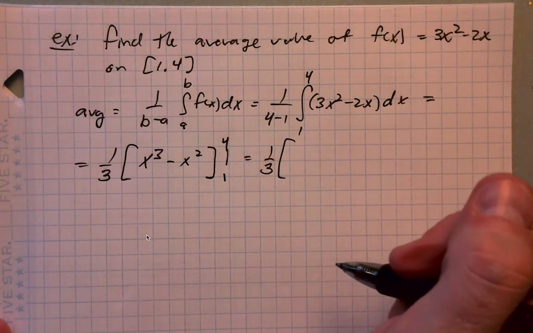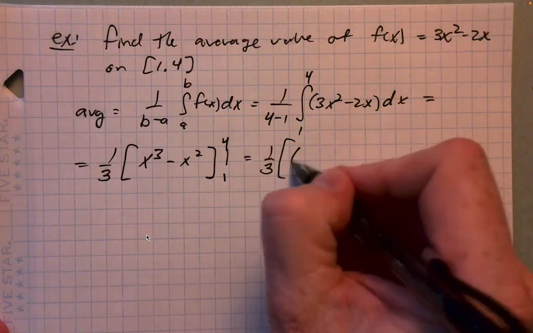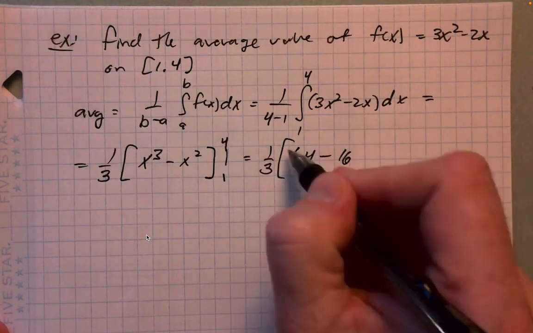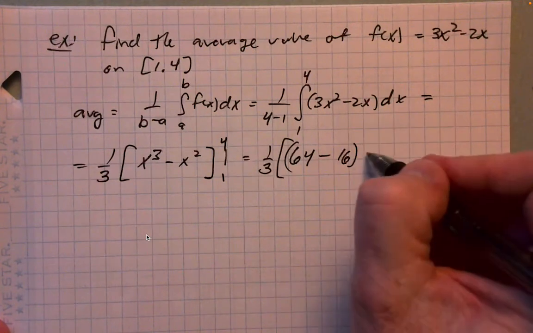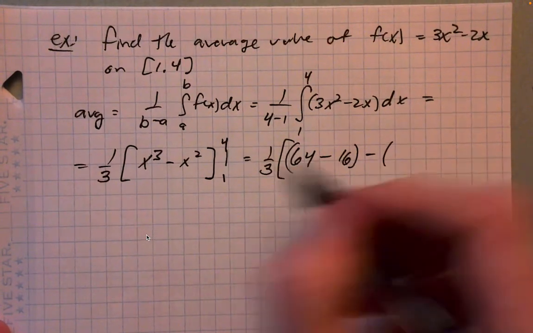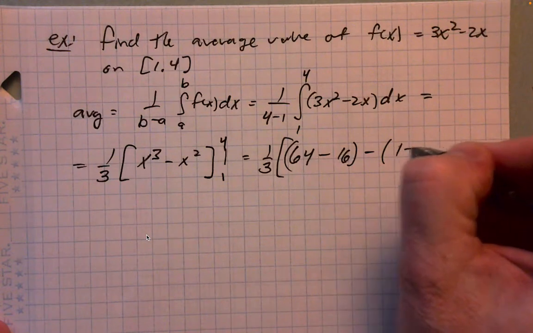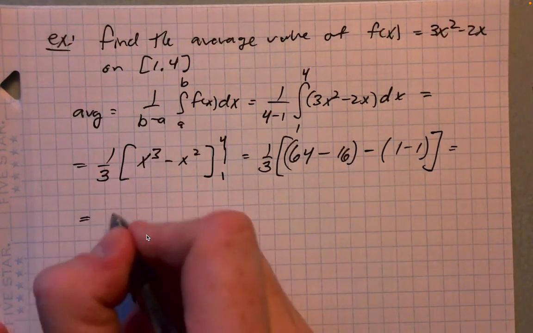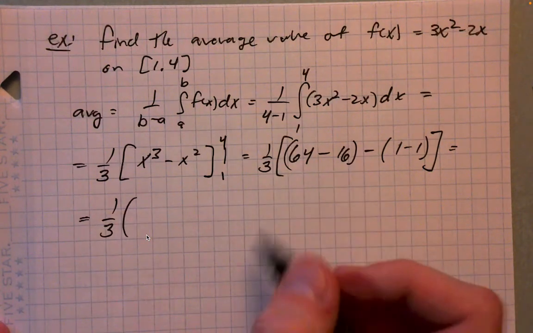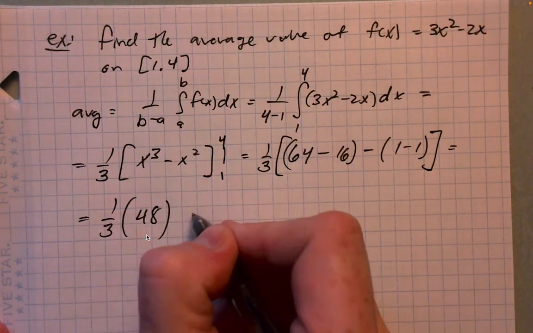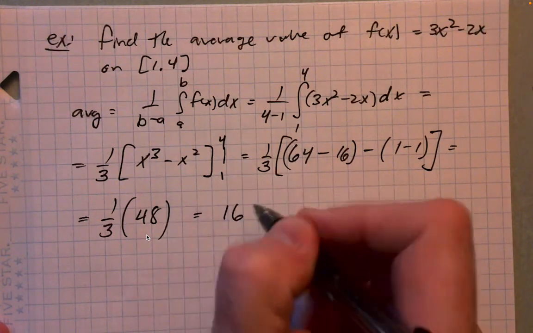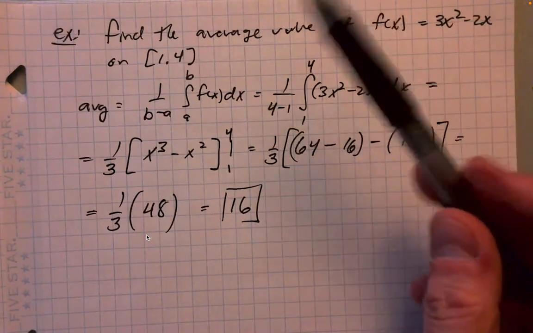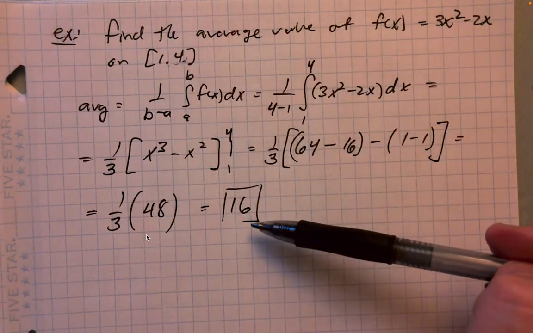Evaluating, 4 times 4 is 16, times 4 is 64, minus 16, and then minus 1 minus 1 at the lower limit. What do we get? We get 1/3 times 64 minus 16, which is 48. And so that is 16. So the average value of this quadratic function on this interval is 16.